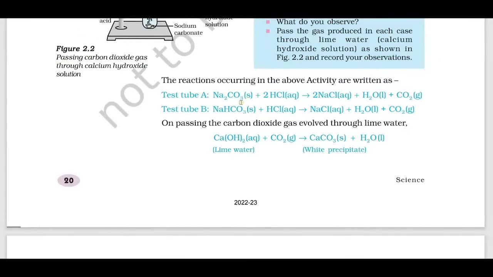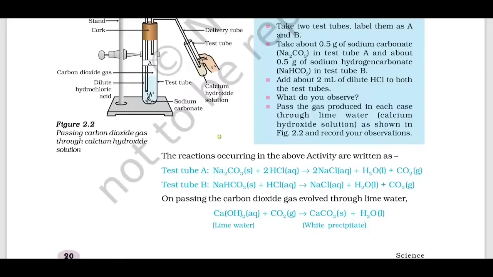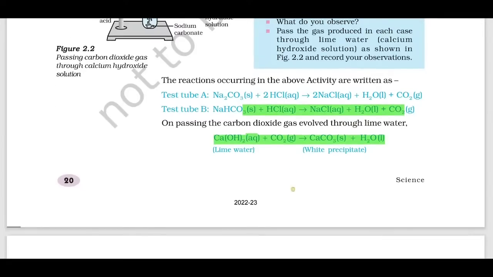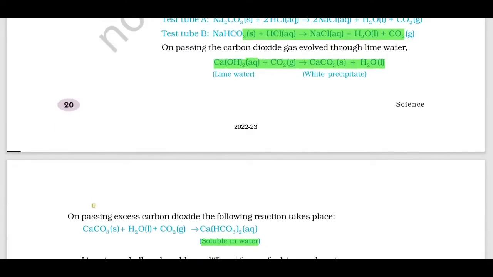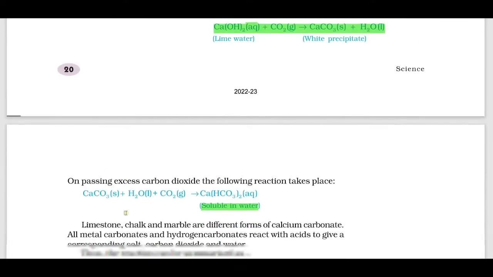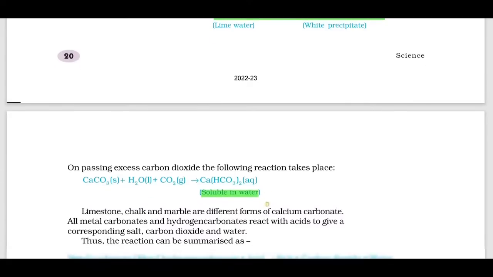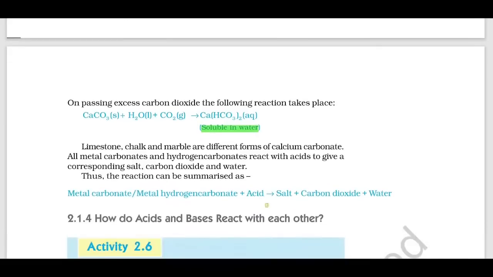Let me revise this concept. The reaction of metal carbonates and metal hydrogen carbonates with acid gives the release of carbon dioxide gas with formation of salt and water. On passing the released carbon dioxide gas through lime water, it forms a white precipitate called calcium carbonate. On passing excess carbon dioxide gas, it forms a soluble substance called calcium hydrogen carbonate.